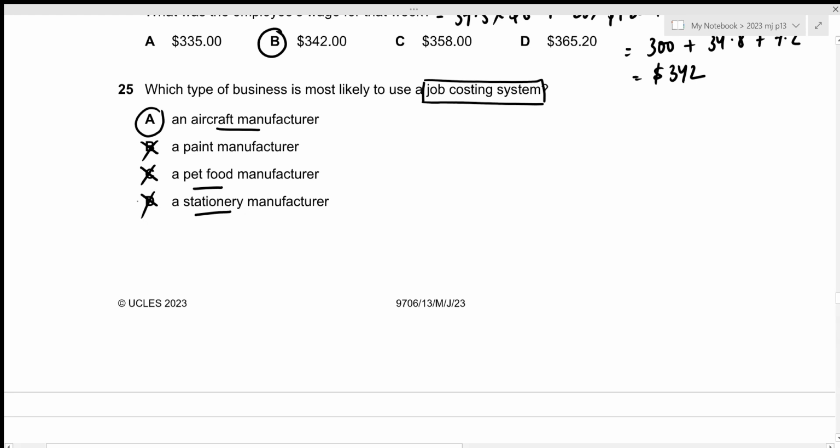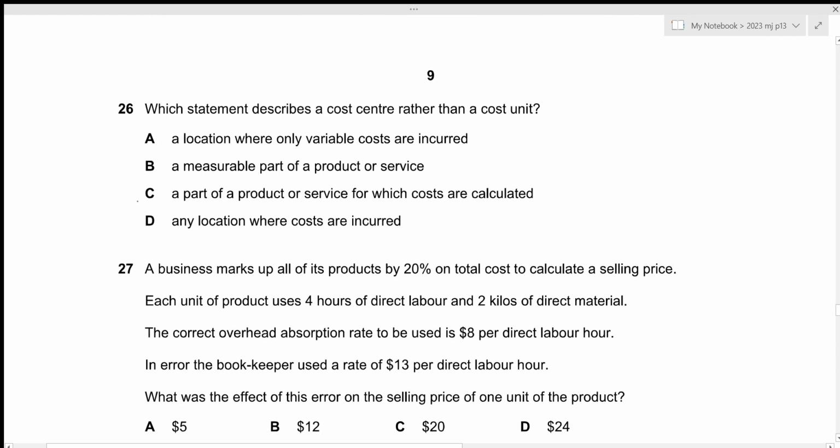Let's move towards the 26th question. Which statement describes a cost center rather than a cost unit? So a cost center is the root cause of the cost, or where the costs actually are incurred. We're looking for that. The first one is a location where only variable costs are incurred. We're not concerned with only variable costs. We need to include both variable costs as well as fixed costs.